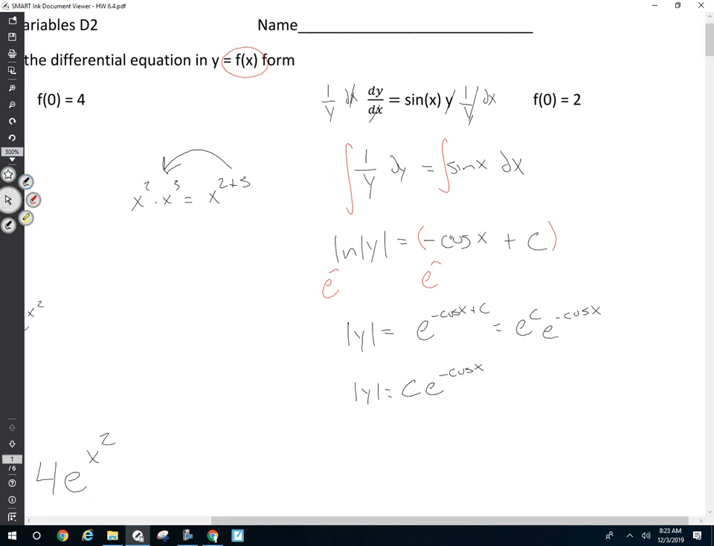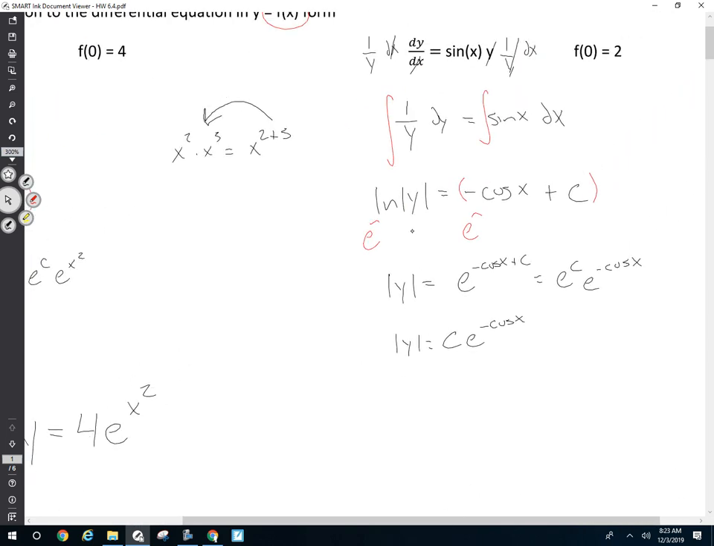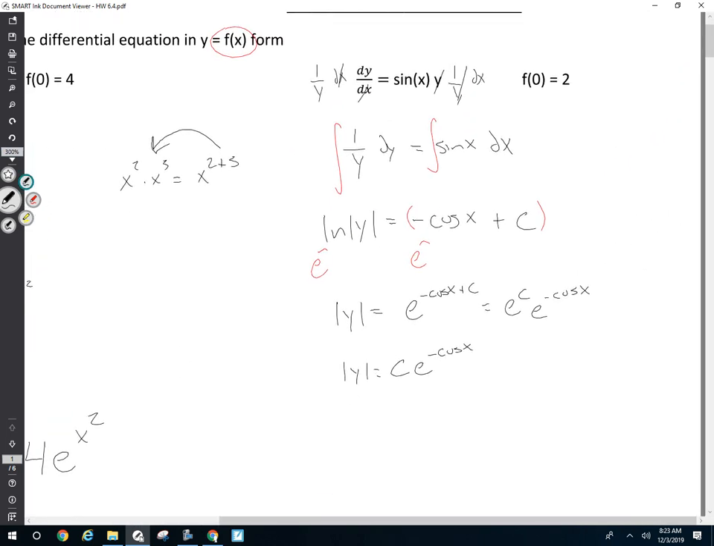I hope I have a negative somewhere in here. I think I do. Not all of them, but even if this was a negative 2, you would ignore this and say negative 2 equals c e to the negative cos of 0. Okay, so don't worry about the absolute value. Okay, so it is just 2, so I don't want people to freak out. We'll get 2 equals c e to the negative first.